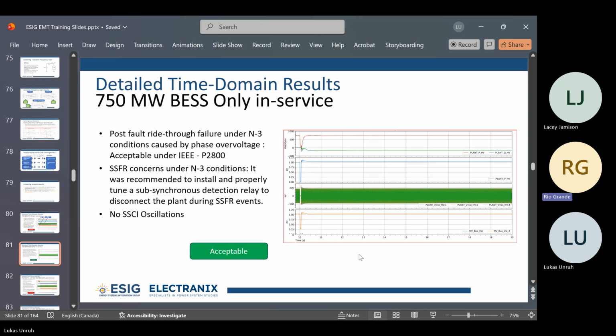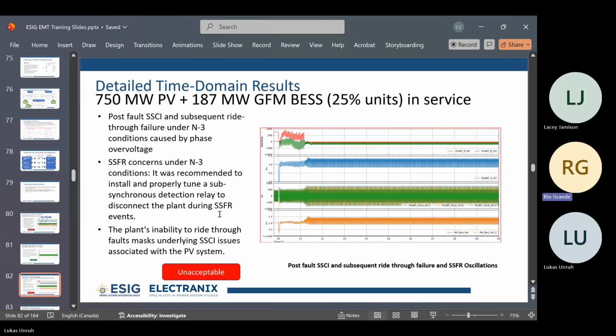And the next one we tried was just the battery by itself. And this was totally fine with 750 megawatts of the battery online. It didn't trip here. There was a post-fault overvoltage, but it didn't disconnect the plant. It was able to ride through the event. So no SSCI oscillations. I think if the plant would have been disconnected initially, then there potentially might have still been SSFR issues. So that recommendation to install the SSFR relay was still there.